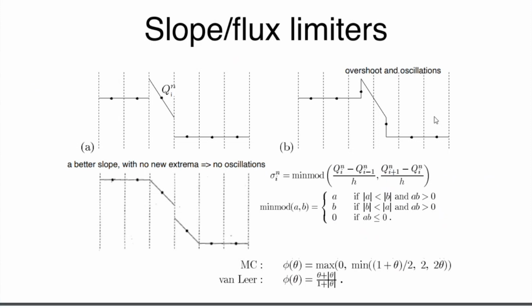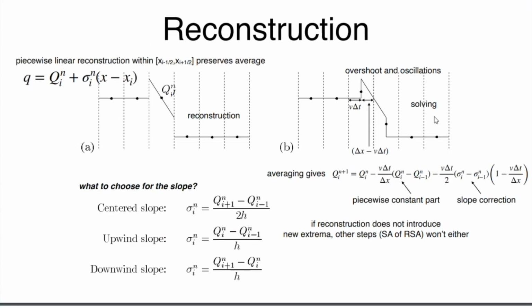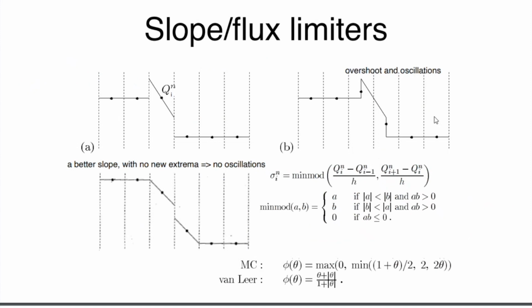So the trick to get these slopes is something called limiters, slope limiters. Basically, for example, here, q_i minus q_{i-1}, so this is i minus 1. You take this slope and you take this slope, i plus 1 minus i, and you somehow combine them so that the reconstruction is monotonic.